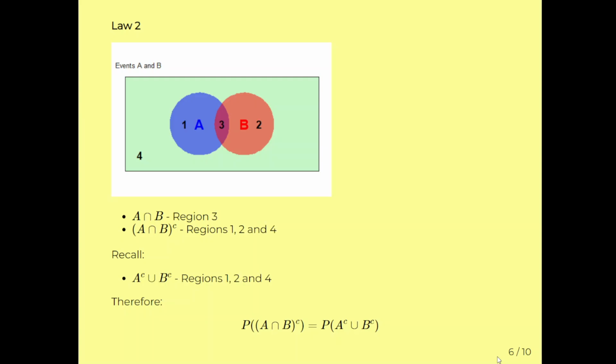And law 2 is very similar. So we have A intersection B, which is region 3. The complement of that is regions 1, 2, and 4. And recall that the union of the complement of A and the complement of B is 1, 2, and 4. So therefore, we could say that the complement of the intersection of A and B is equal to the union of the complements, complement of A and complement of B. I think that really emphasizes the point and gets across nicely, this visual setup using these diagrams.